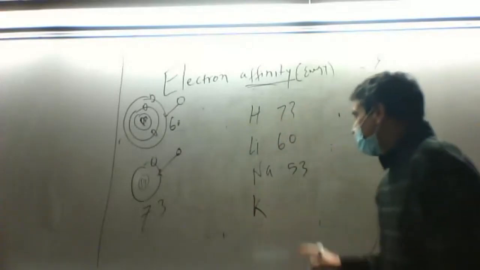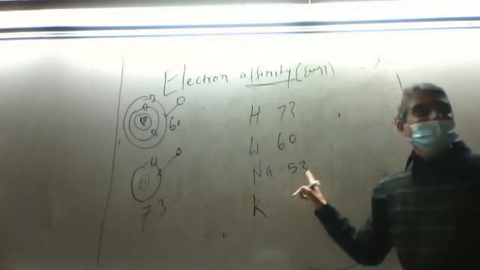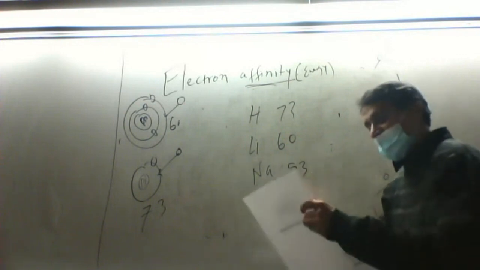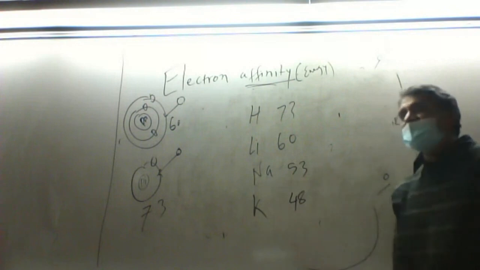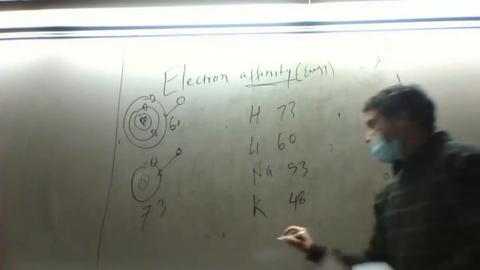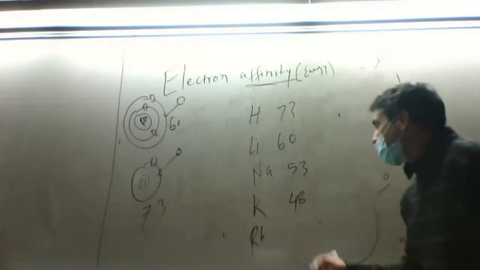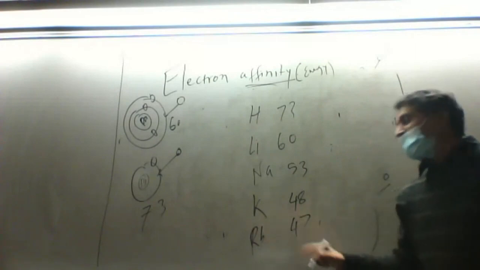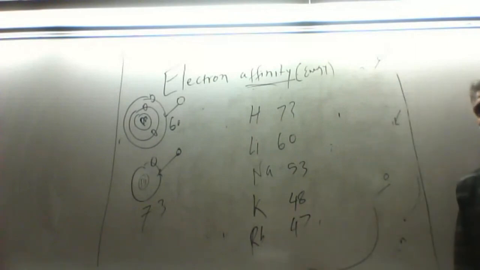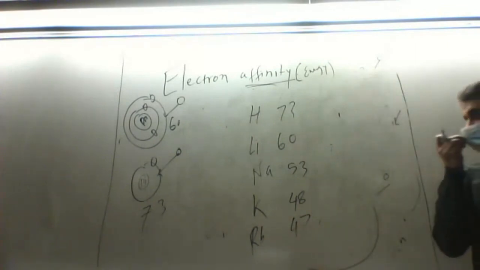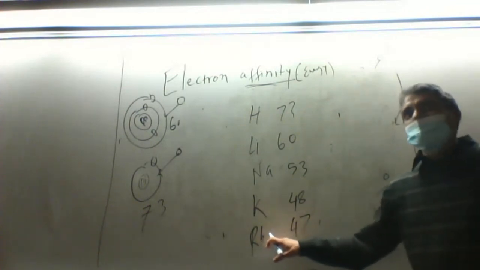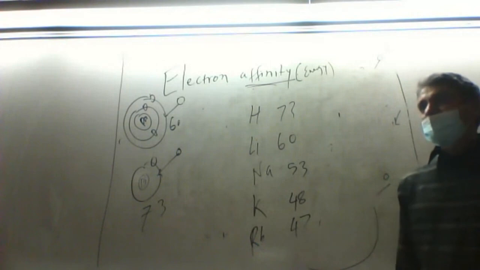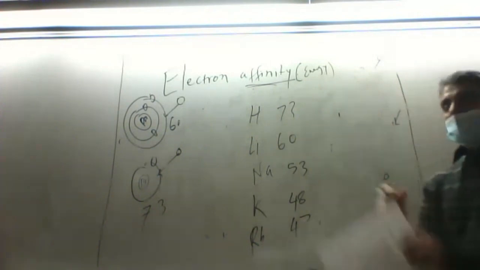Now potassium. Maybe sodium would take some electron if there is a chance, but potassium doesn't want to take an electron, so its value is even smaller. Now go to rubidium. Rubidium is the least one. So rubidium doesn't want to take any electron at all. It is easy to remove the electron from rubidium, and rubidium doesn't want to accept an incoming electron. So these things are opposite.